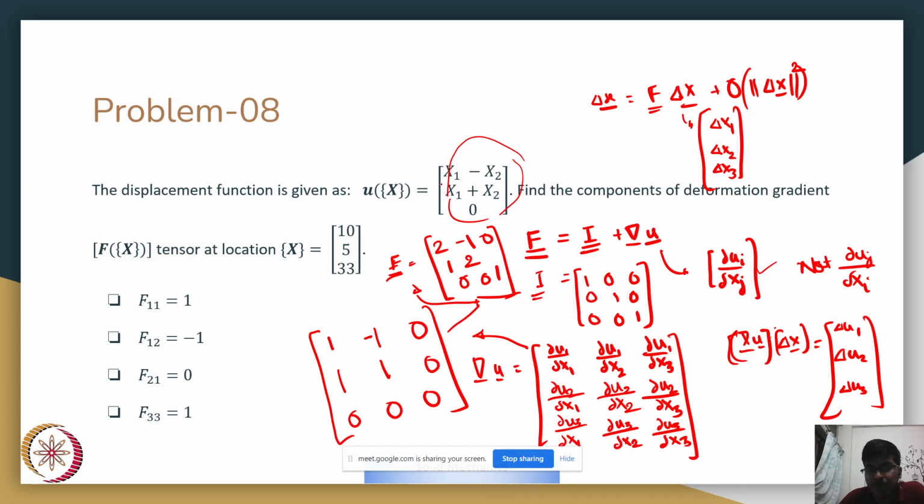As you can see, because u is a linear function in displacements, this is independent of whatever location you take. And so we have f of 1, 2 is minus 1, f of 3, 3 is 1. So these two are the correct options.